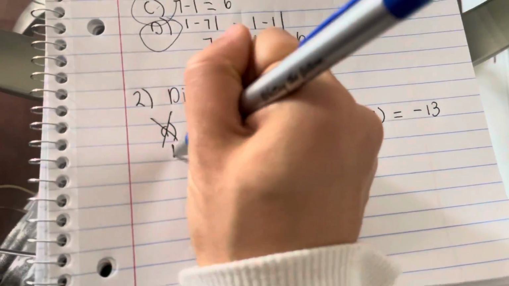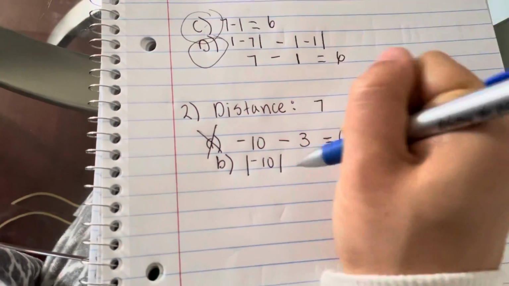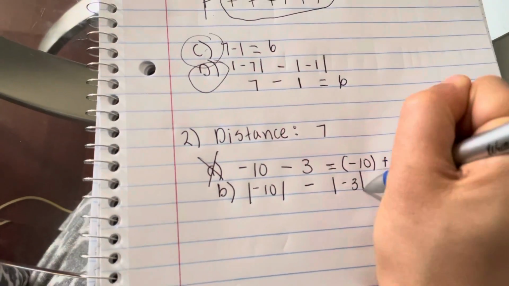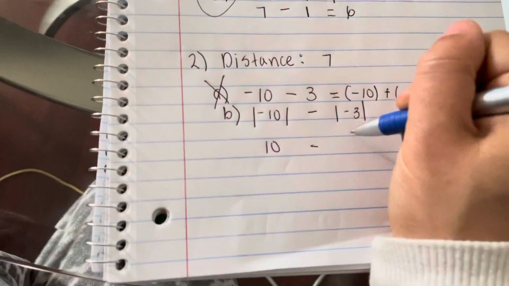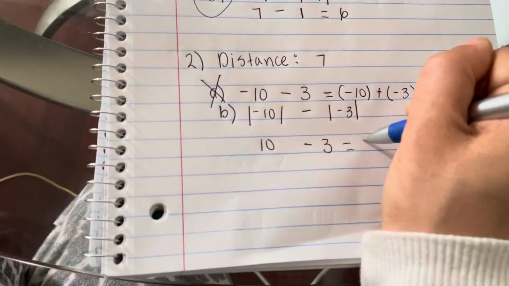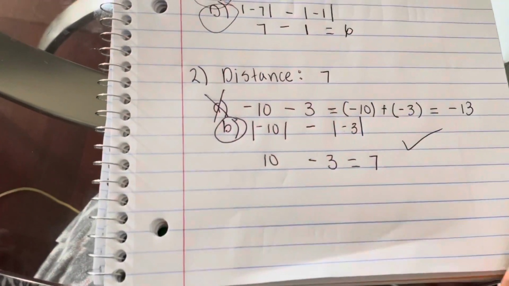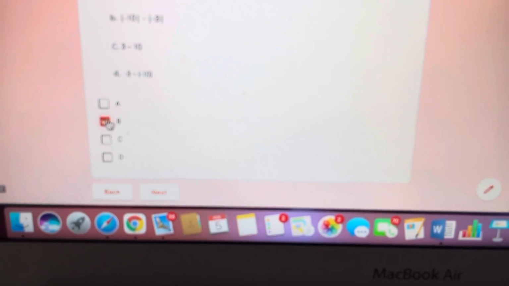Okay, part B. You had the same thing, absolute value, -10 minus -3. So the absolute value of 10 is 10 minus the absolute value of 3 is 3, which equals 7. So yes, B is one of our answers. So I'm going to check that off. Definitely not A.